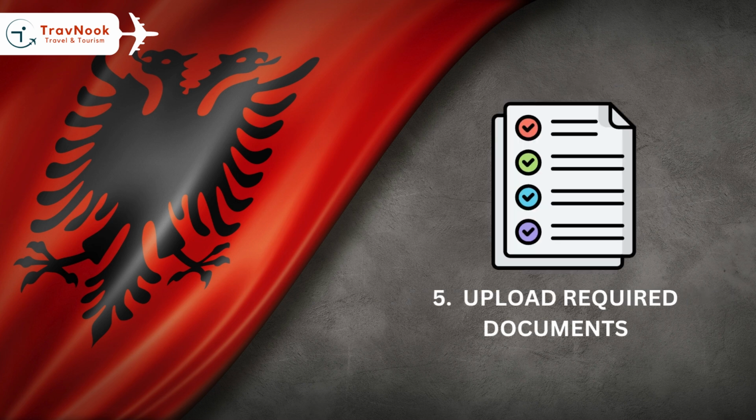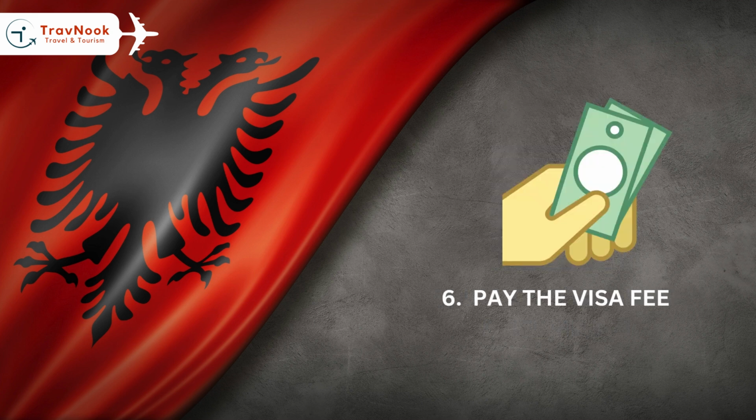5. Upload required documents. Upload digital copies of the required documents. Ensure they are clear, in the correct format, and within size limits specified by the application portal. 6. Pay the visa fee. Pay the e-visa application fee using a credit or debit card. The fee amount may vary, so check the current fee on the e-visa portal.